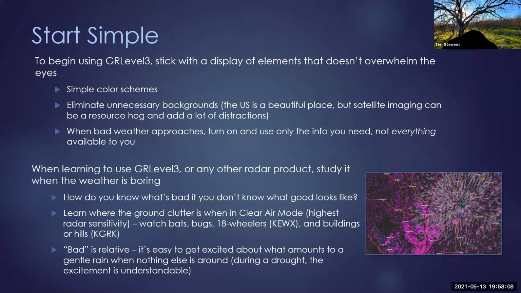When bad weather approaches, you can turn on and use only the info you need and not everything that's available to you. The image I showed you to begin with is an example. If you're wanting to see where a lot of instability is, there are some useful overlays there. If you want to see where warnings are, those are useful overlays. But when you have a cell coming in that you know is tornadic or has been historically, and it's coming in the area, it's time to focus very carefully on just that information that you're going to be able to relay to emergency services that indicate where potential problems may be.